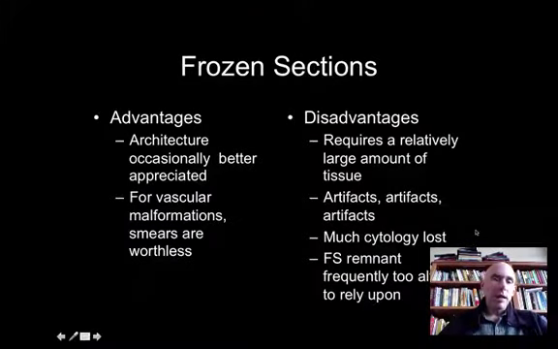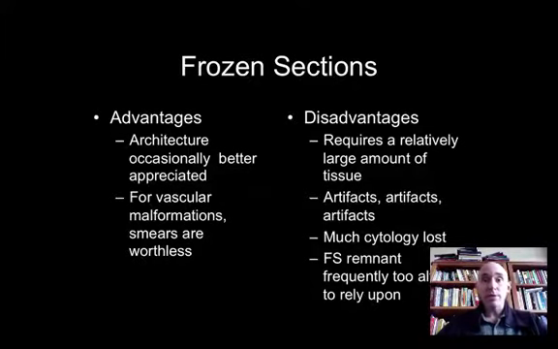So frozen sections do have a role. Architecture is better appreciated, there's no question. So for instance, with vascular malformations, help yourself. However, even dural-based lesions like meningioma, I'll be quick to point out, usually smear just fine. So try that first before on dural-based lesions you resort to frozen sections.